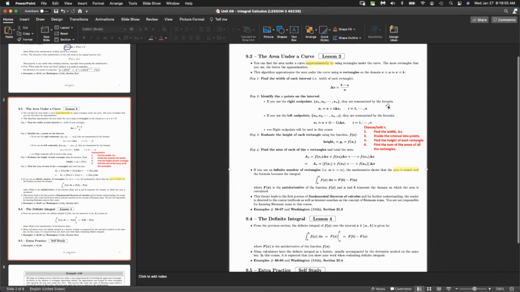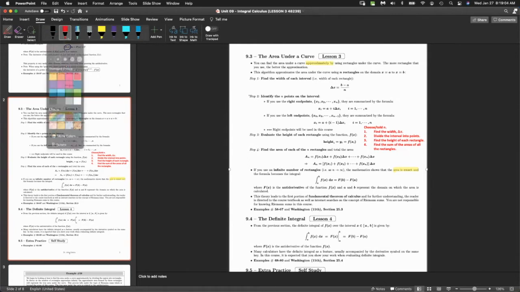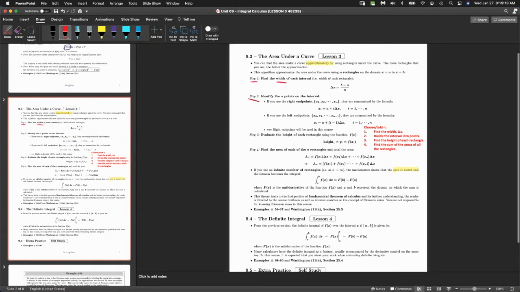Anyway, over here, those 4 points represent the 4 steps. You see those 4 steps here? So those steps that I was talking about are right here. Step 1 is find the width. Step 2 is break down the interval into points. Step 3 is find the height using either the left or the right. And step 4 is to add them all up. See, total the area.